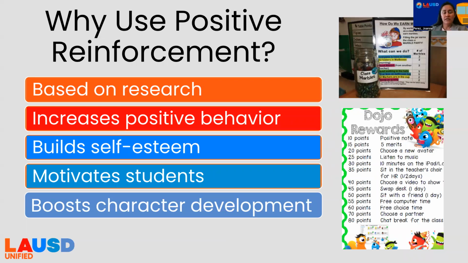So why use positive reinforcement? Positive behavior intervention supports, also known as PBIS, is a set of research-based strategies used to increase positive behavior and decrease problem behavior. Based on their research findings, positive reinforcement builds students' self-esteem and makes them feel good about themselves. It also motivates students to continue the positive behavior, and it also boosts character development.